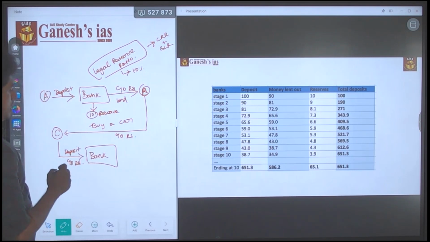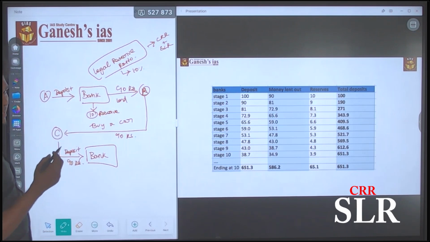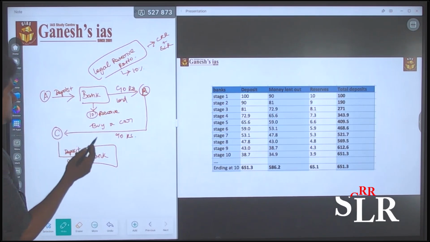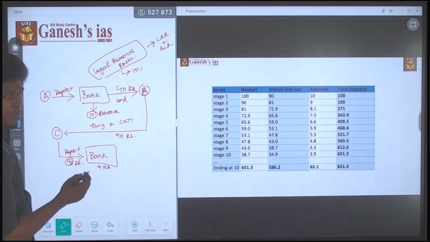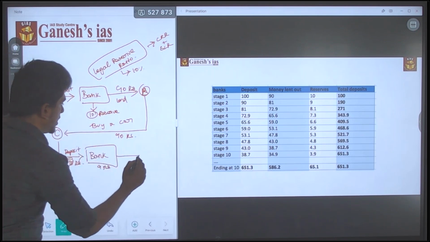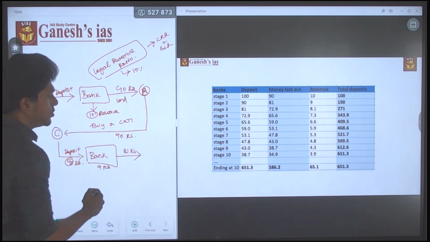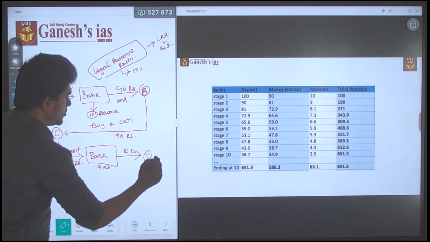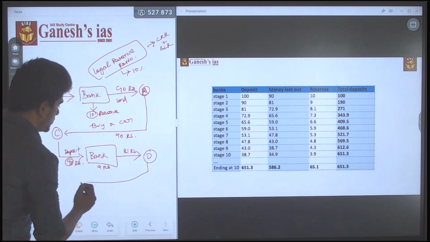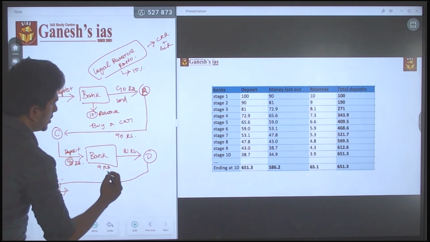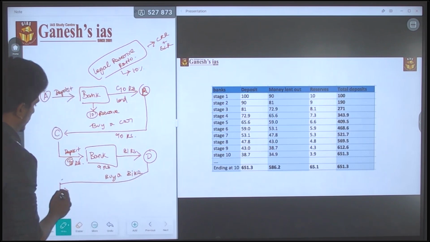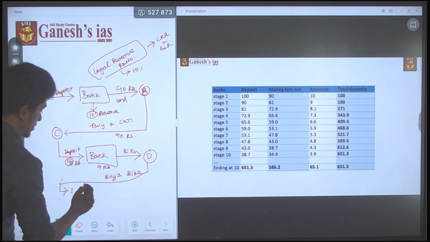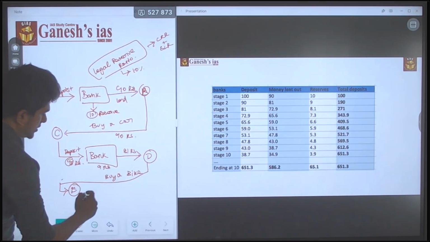For every bank the CRR and SLR will be the same. So the legal reserve ratio is again 10%: out of the 90 rupees, 9 rupees is kept as legal reserve and the remaining 81 rupees they will lend. Now D is borrowing this money and buying a bike with these 81 rupees from E. Now E is holding the 81 rupees.